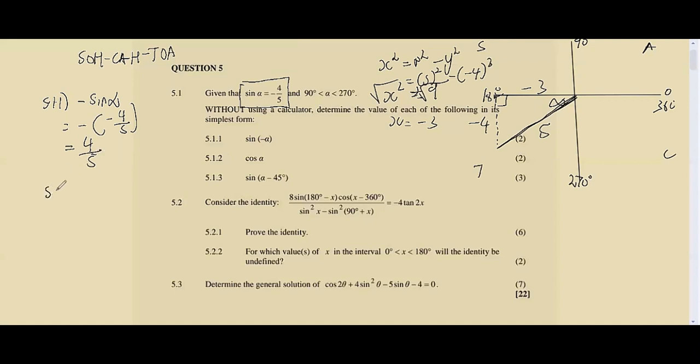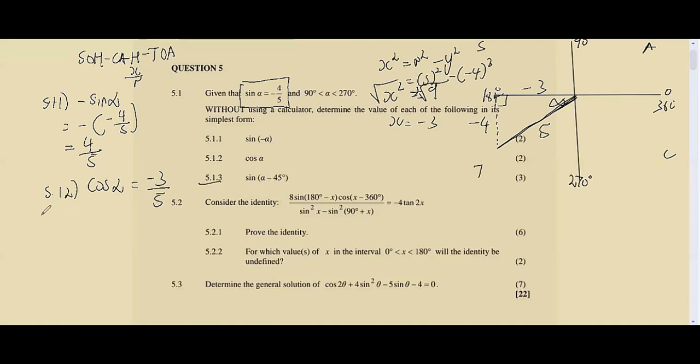Then 5.1.2, we have cos alpha, but then considering this is adjacent over hypotenuse, which is the same as x over r. Our adjacent is this side, our hypotenuse is that. So our cos alpha will be equal to negative 3 over 5, right? So for 2 marks, that's what you do, and this also for 2 marks, right? But then let's get to 5.1.3.